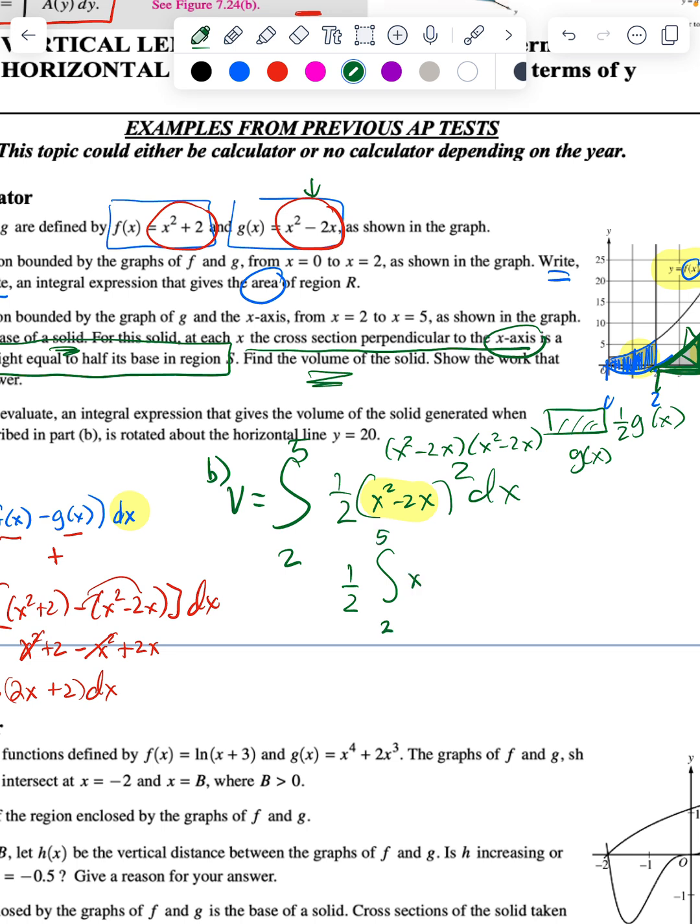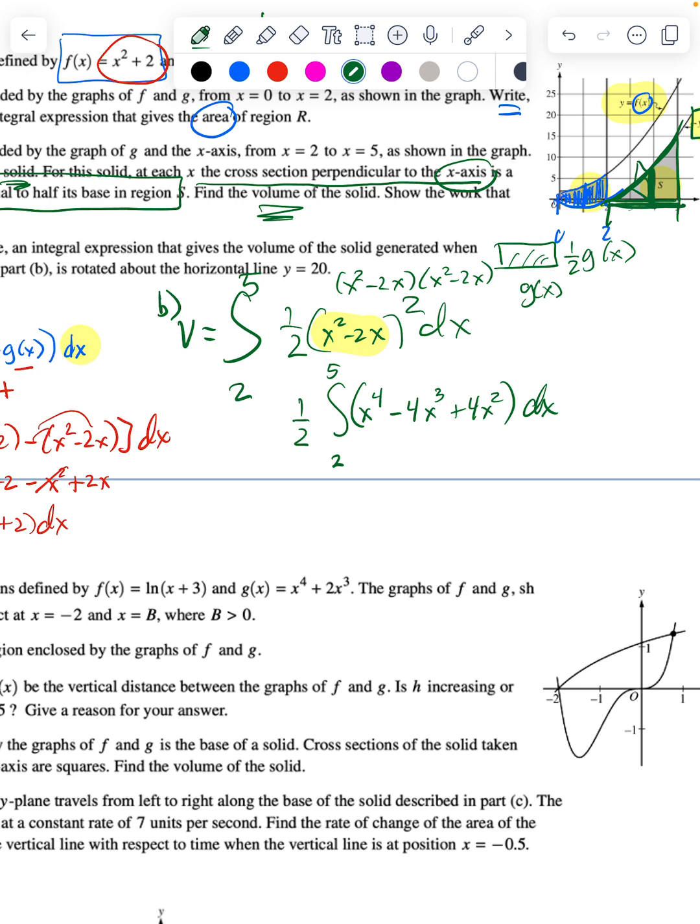I'd end up with x to the 4th minus 4x to the 3rd plus 4x squared. And since the whole thing is my function, I put parentheses around it, and then I remember my dx. Now I'm going to do my integration or antiderivative. This one I don't need a calculator for. I'm going to have 1/2 out in front. I'm just going to use the power rule.